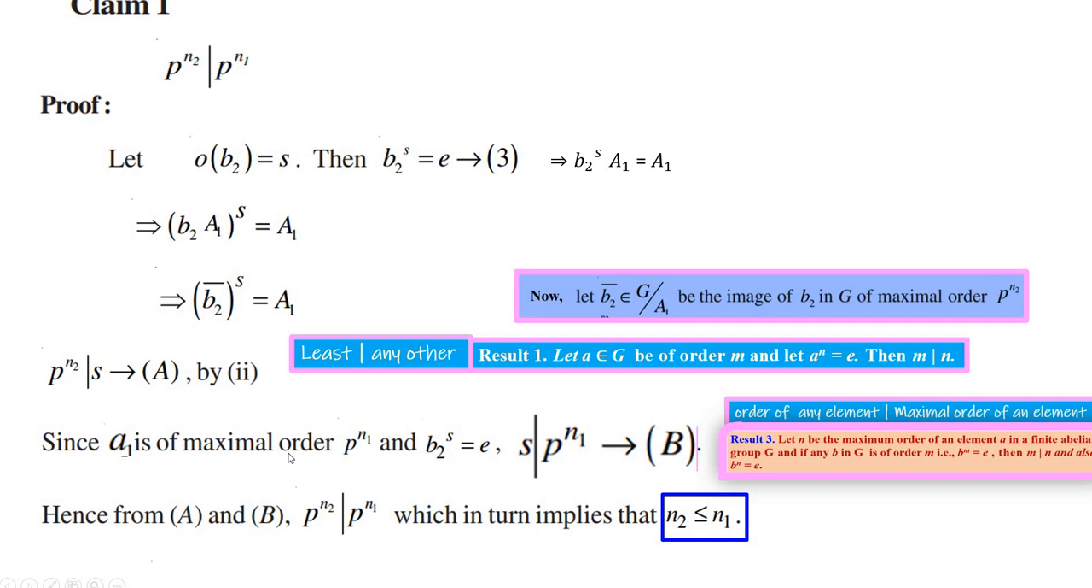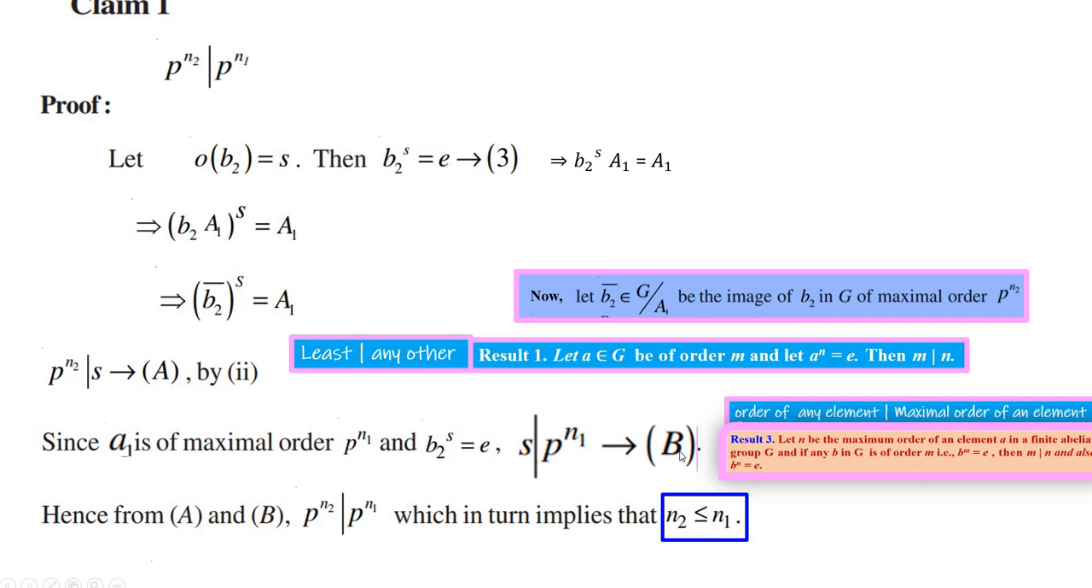Now since a1 is of maximal order p^n1 and b2^s is e, this we are discussing in G. So by the third result, where we said that the order of any element divides the maximal order of an element, using that we have this.